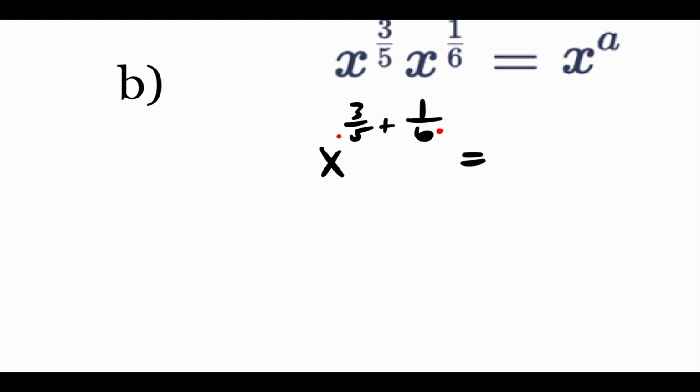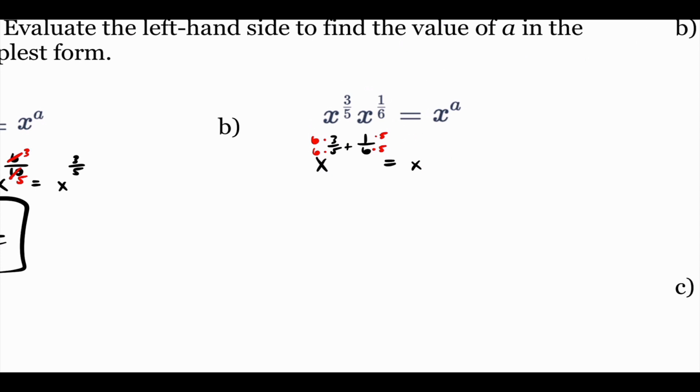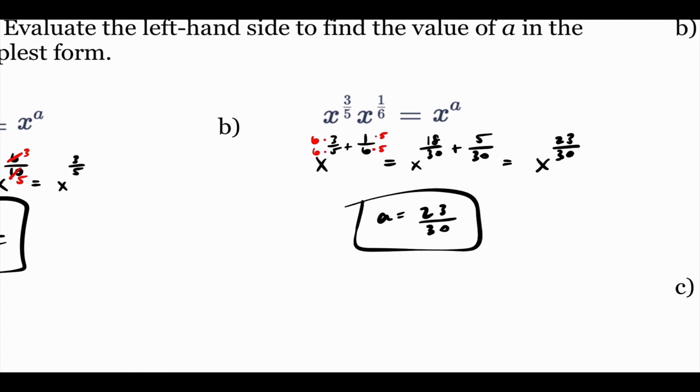What's the common denominator for 5 and 6? Thirty. So that means this guy needs to be multiplied by 5 and this guy needs to be multiplied by 6. So you get 18 over 30. Zoom out because it's getting a little. 18 over 30 plus 5 over 30. Once you have a common denominator, you add the top, leave the denominator the same. You get 23 over 30. They just want the power. That's the power.